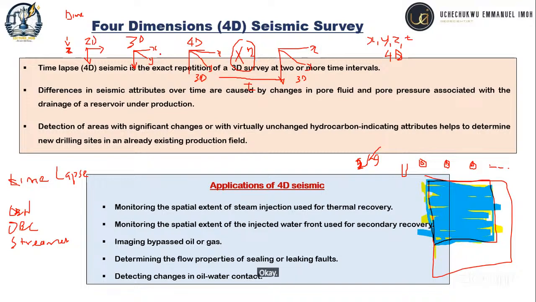Okay, somebody asked a question. If 2D is a line and 3D is a volume, what is 1D? Okay, 1D is also a line, but only in the vertical direction. It's only giving you information in the vertical direction, not in the vertical and the horizontal. So your 1D is looking at the Z alone.